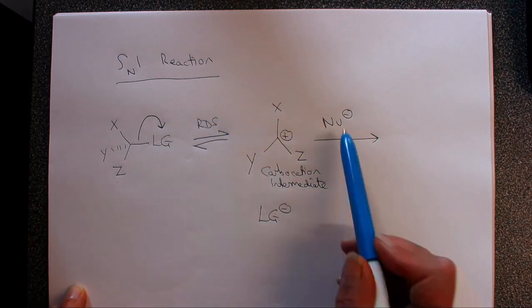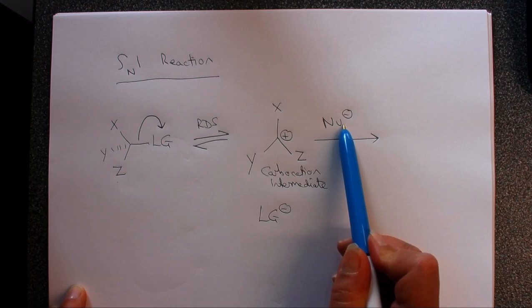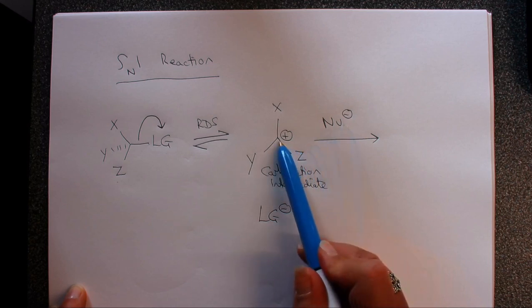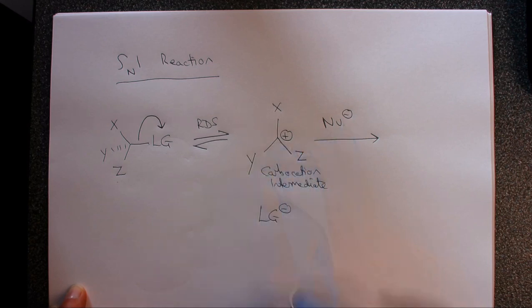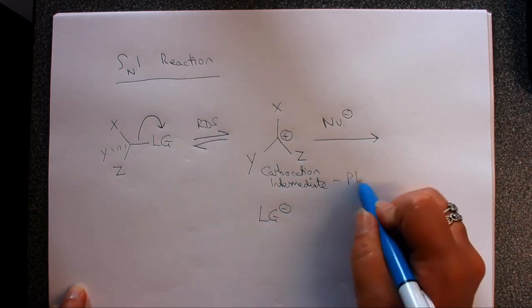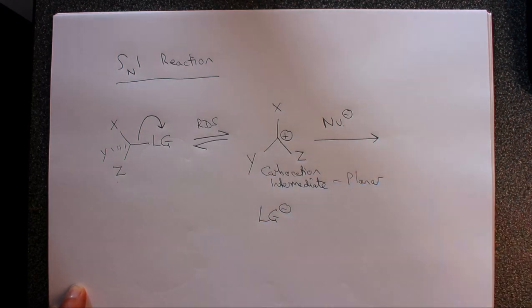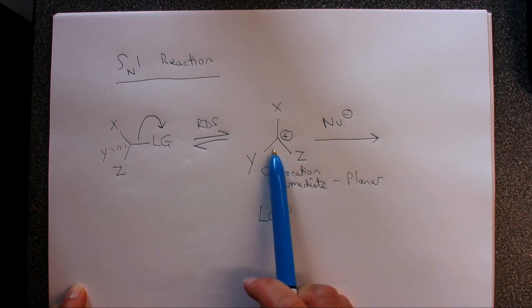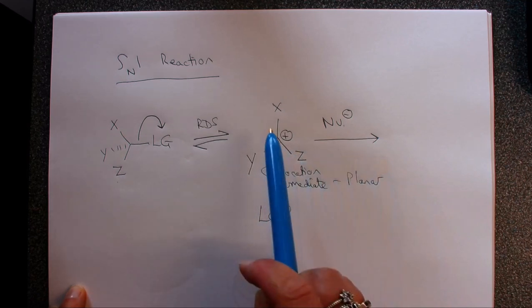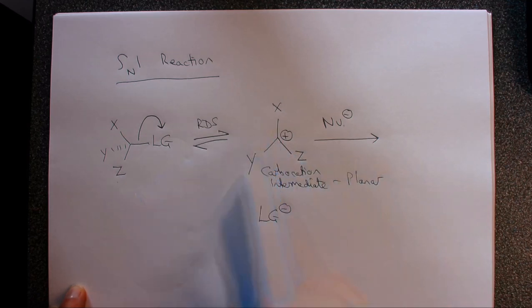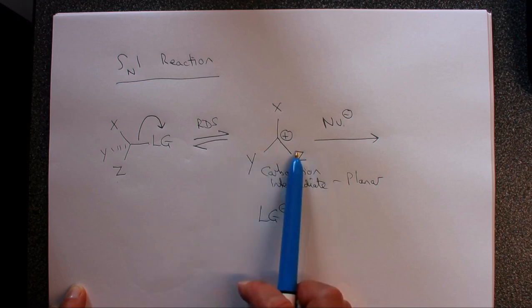So when our nucleophile comes in to replace the leaving group, it's going to attack our carbocation. But remember, this is planar. So it's planar, it's flat. So when the nucleophile approaches this planar intermediate, it could attack from above or it could attack from underneath. And because this is flat, it's equally likely it will attack from above and below.